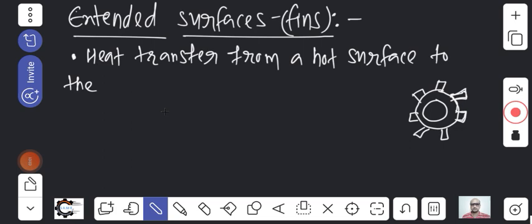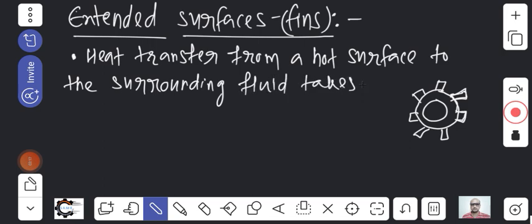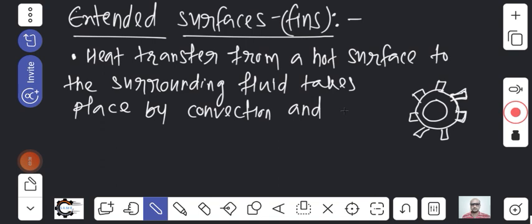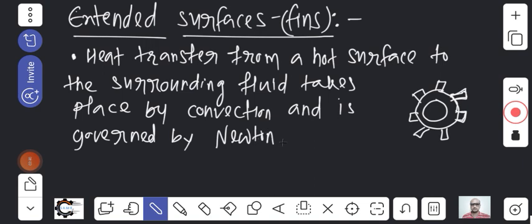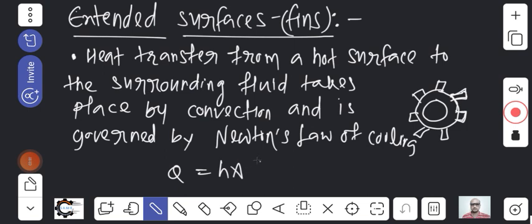So the heat transfer from the hot surface to the surrounding fluid takes place by convection mode. Convection is governed by Newton's law of cooling, that is, Q equals hA times (Ts minus T of the fin), like this I can write.